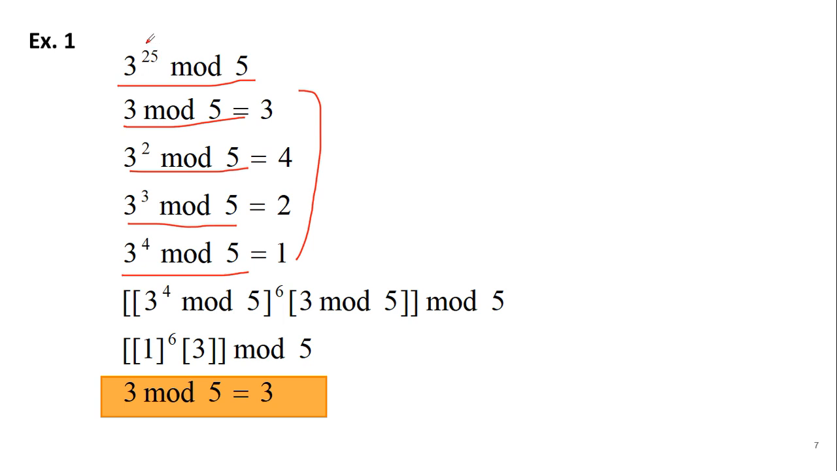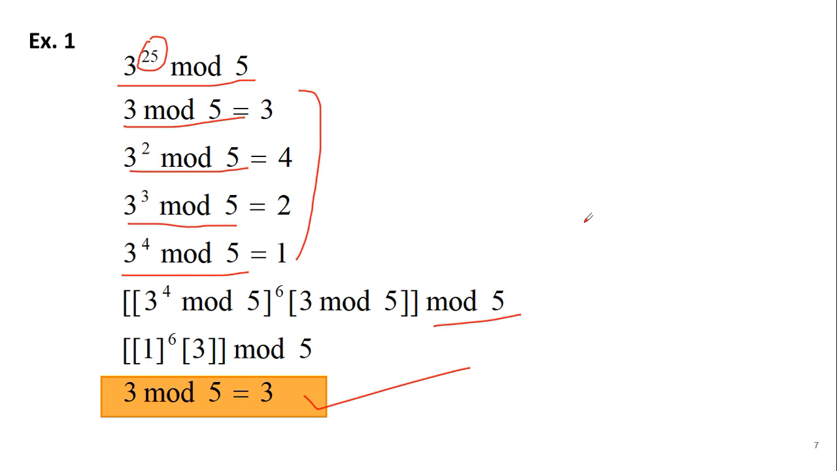Now here we are getting 3 raised to 4 mod 5 is equal to 1. We can adjust 25 as 4 into 6, which is 24. So it is 3 raised to 4 mod 5, raised to 6. Only 1 is remaining, and that is nothing but 3 mod 5. So we will multiply, and again take mod 5. That is, we are using the multiplication property. So this answer is 1 raised to 6, and this answer is 3. We multiply, again take the mod 5, and the answer is 3. In this way we need to solve the problem.